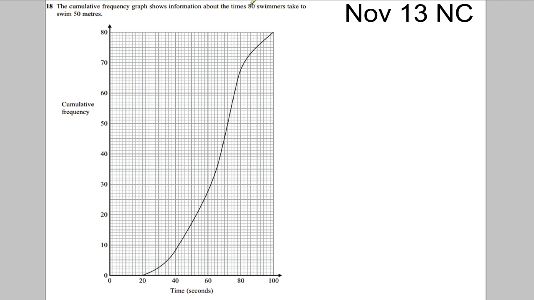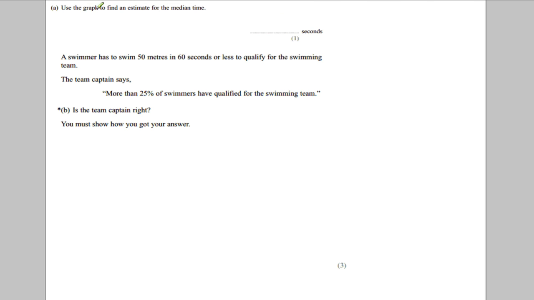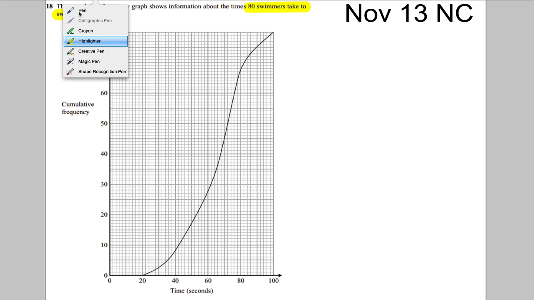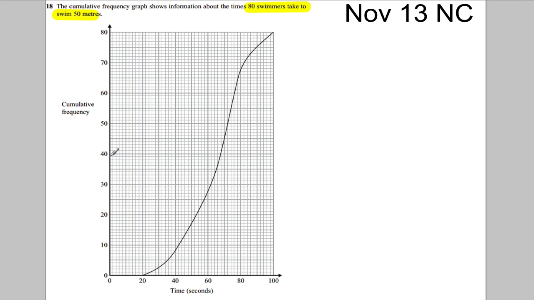Okay, so we've got a cumulative frequency graph. It's about 80 swimmers and it's how long they took to swim 50 meters. Use the graph to estimate the median. So if there are 80 swimmers, the median must happen at 40. So we draw a line across from 40 to our graph, read down here and read this off.